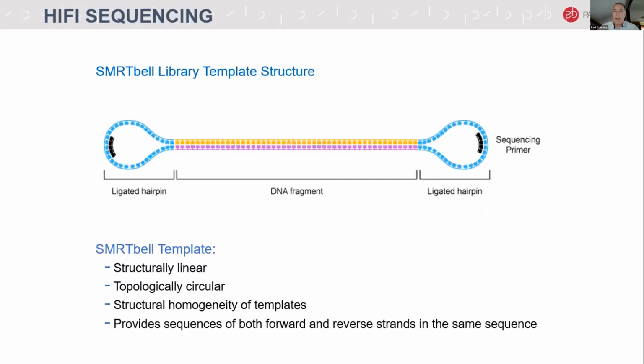So you've made these fragments and tidied the ends up, and then you put on a little bit of magic here, which is these SMRTbell adapters. These little hairpin adapters go on the ends of the molecule, and so effectively you end up with what is a structurally linear piece of DNA that you're sequencing, but it's a topologically circular molecule. Within the hairpin there's a primer site for the sequencing primer to bind, and that forms a complex with the sequencing polymerase that allows you to do the sequencing.